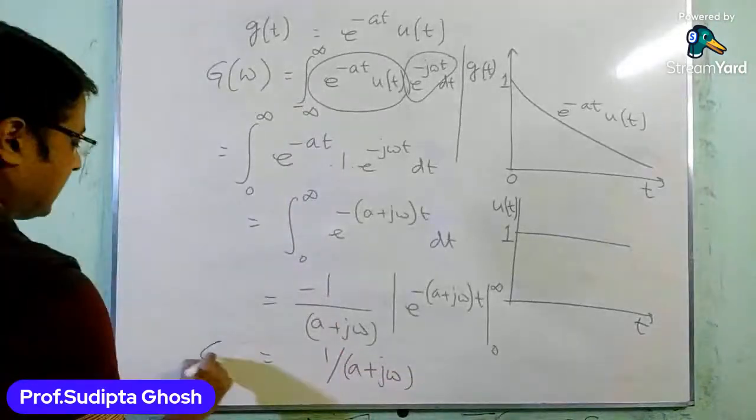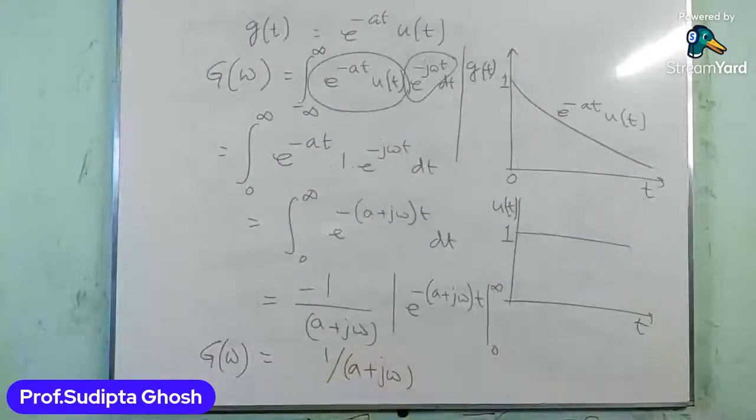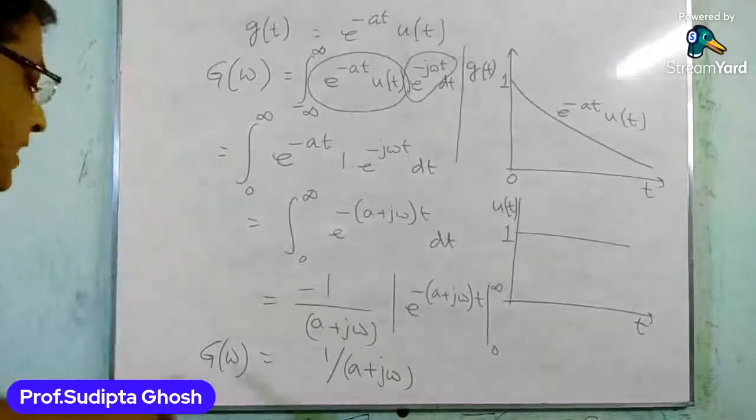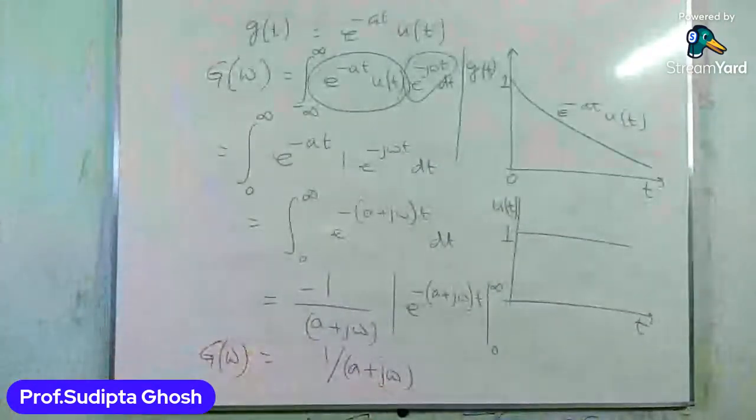So that is the Fourier transform of the function e to the power minus at into ut, and that is 1 by a plus j omega. And as you can see, while the function was given in its time domain, now applying the Fourier transform, we have converted it entirely into its frequency domain. Okay.